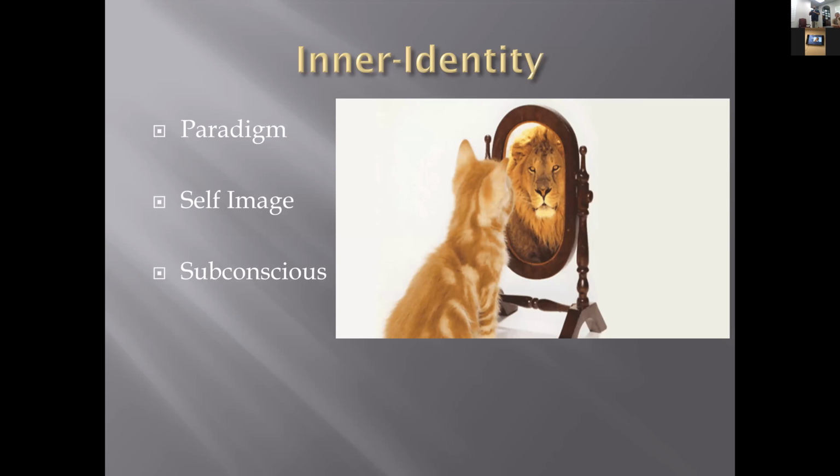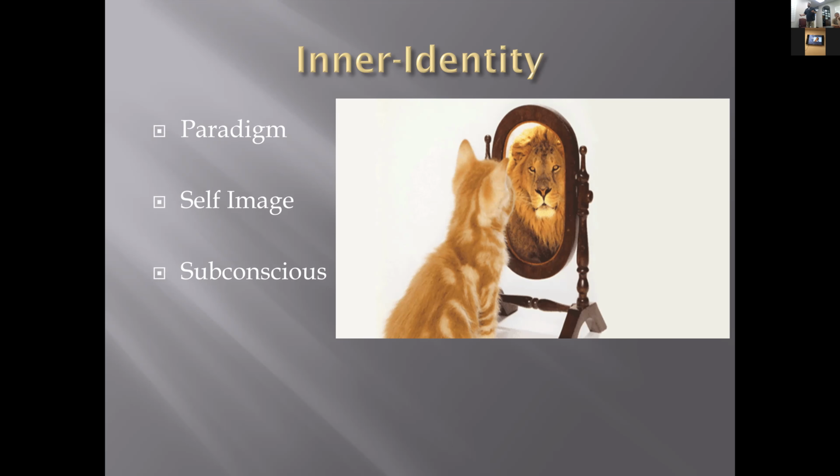What you need to do is establish your inner identity. Now, Bob Proctor calls it paradigms, and some people call it self-image, and Tony Robbins will talk about neuro-linguistic programming, and Joseph Murphy talks about the power of the subconscious. It's all the same thing. Your inner identity is the person that you are, whether you know it or not. It doesn't care if you recognize it. It's the person that you are, whether you know it or not.